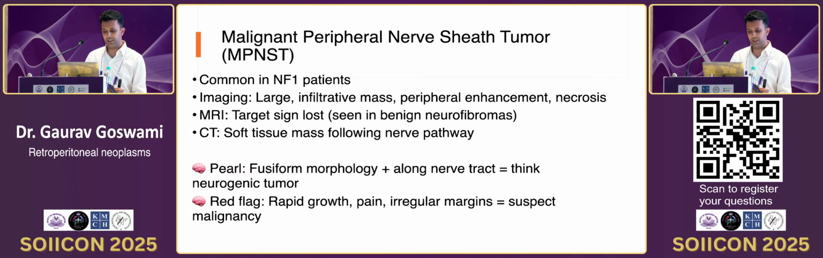The important finding is that it is fusiform in morphology along the nerve tract. Remember, this is along the nerve tract. Think of a neurogenic tumor. The red flag is that it is rapidly growing. Recurrence is very high. Irregular margins, and clinically it gives pain.